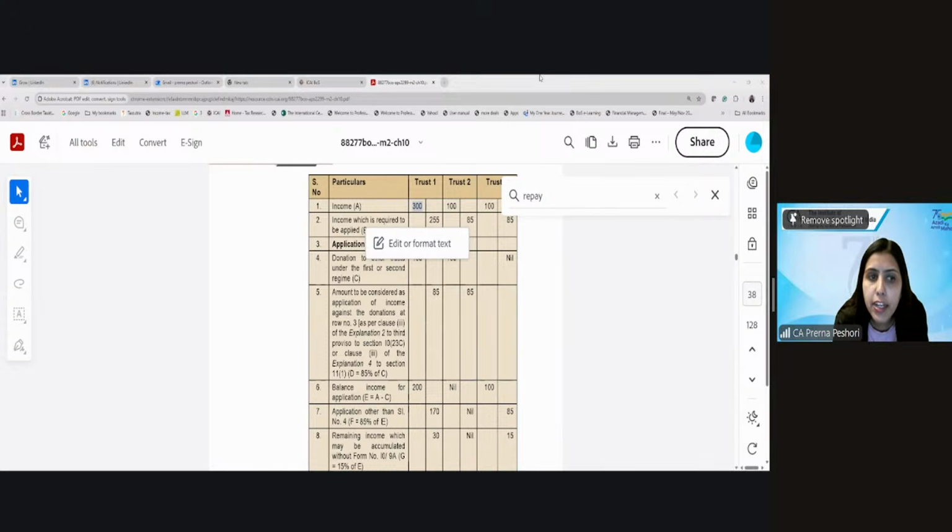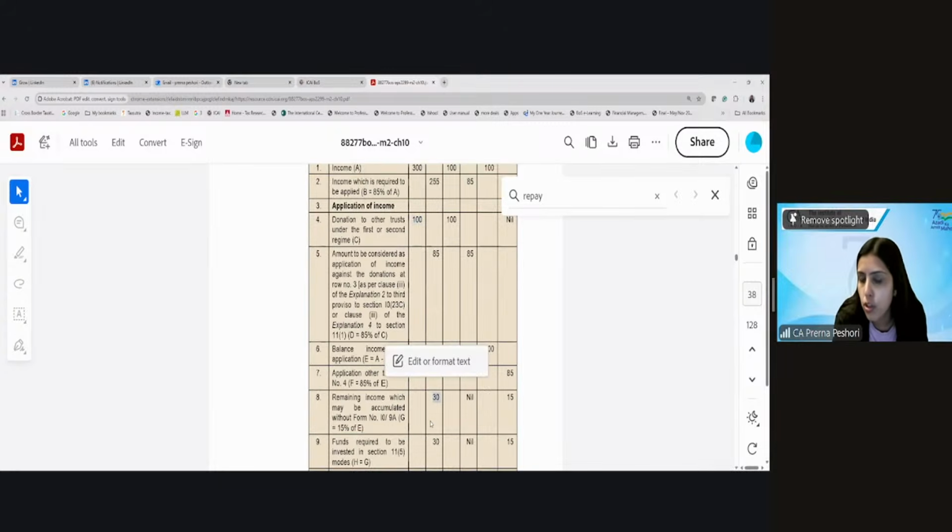So my total application will be what? 170, which is this particular amount, if I apply it, correct? 100 that I have already spent and 30, which is the deemed allocation. Clear? Clear. 85 we are considering from the trust which we have paid. Correct.